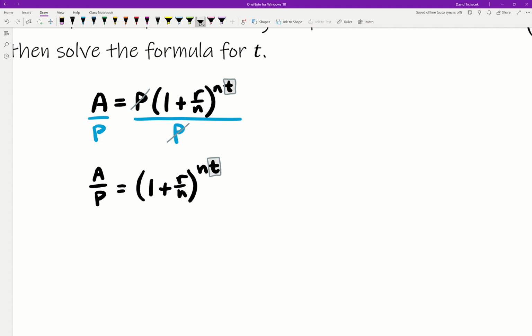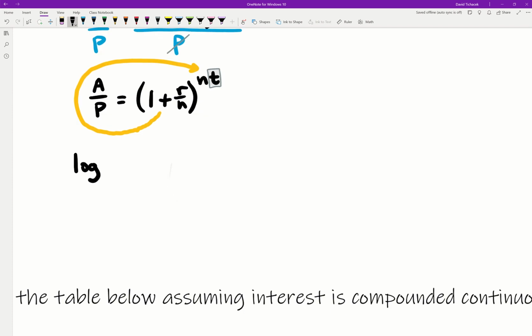Okay, we're still trying to get t by itself, and so the way that we're going to get t is we need to get it out of the realm of that exponent. And the way that we're going to do that is we're going to convert the language over. So we're going to start off with the base, and we're going to say log with a base of 1 plus r over n of a over p is equal to n times t, okay? And so as awkward as this might look, that's exactly what we're going to need to do in order to get t out of that exponent realm here.